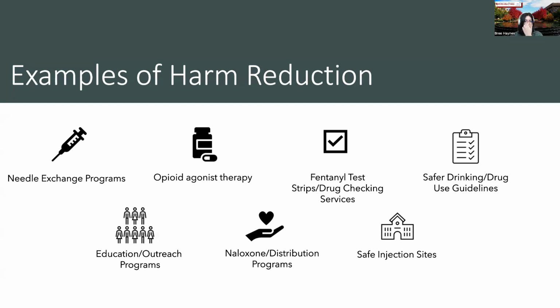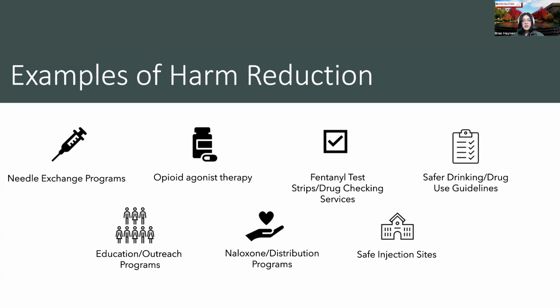We have naloxone distribution programs. It's another kind of harm reduction. Naloxone is also sometimes called Narcan. I think I talked about it earlier, but it's a medication that can reverse opioid overdoses. Education and outreach programs are a form of harm reduction, just providing education about safer substance use practices like using sterile equipment, avoiding mixing substances, recognizing the signs of overdose, things like that.